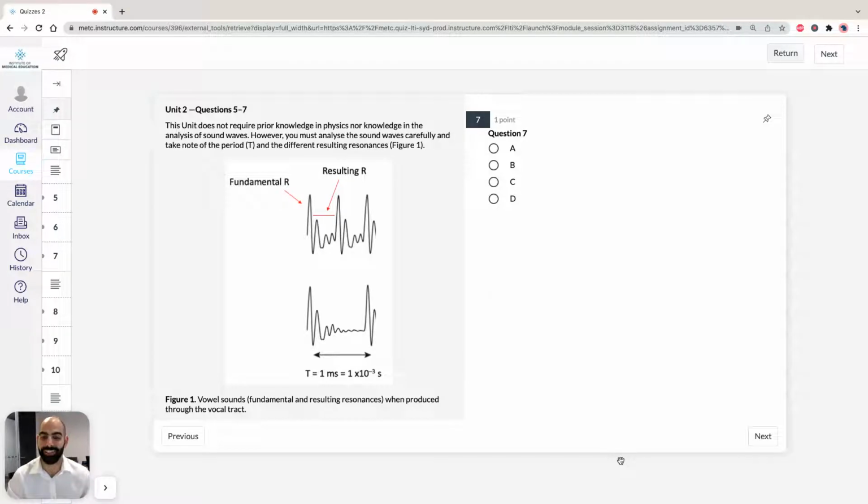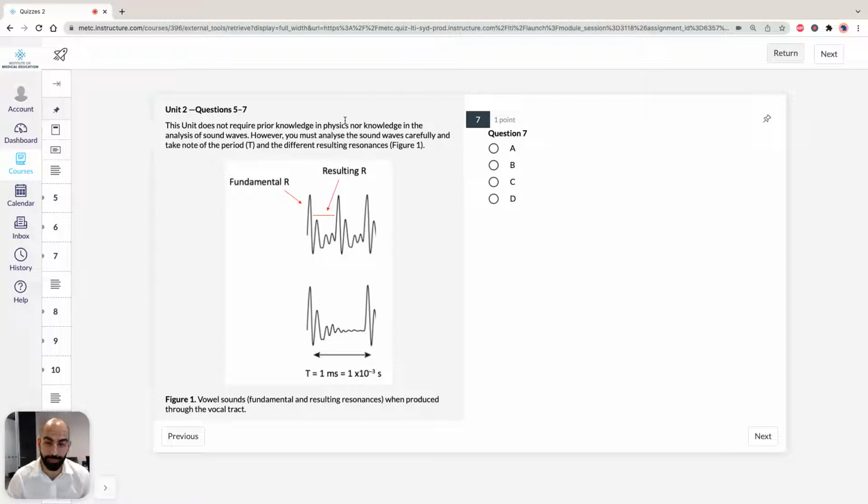Hi, I'm Hassan, the lecturer here at the Institute of Medical Education, and today we're going to take a look at solutions to Section 3 of ACER's GAMSAT Pink Booklet, Practice Test 3, specifically Unit 2, questions 5 to 7. In this unit, we've been given four graphs that show the same vowel sound when produced through the vocal tract under different conditions.